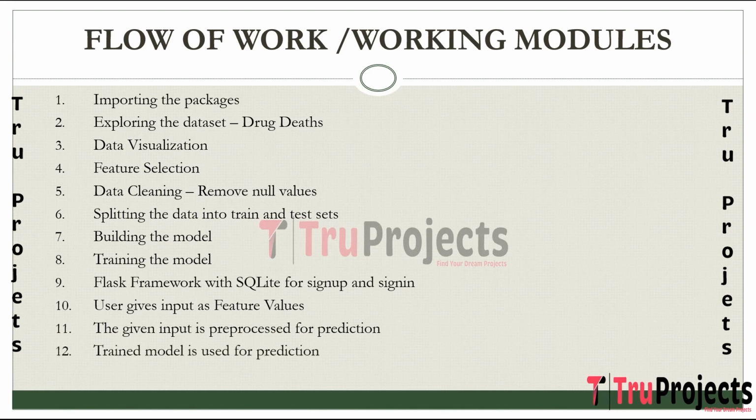Trained model is used for prediction. In this step, the pre-processed input data is fed into the trained machine learning model, and the model predicts the likelihood of a drug overdose based on provided feature values.